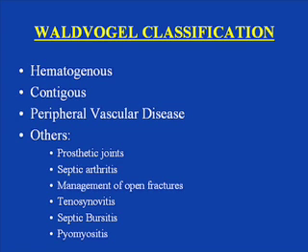So basically, when you talk about osteomyelitis, you haven't said anything yet. You have to say, okay, are we talking about hematogenous osteomyelitis? Are we talking about contiguous osteomyelitis? Are we talking about peripheral vascular disease? Or is it something associated with one of the specific problems, whether it may be prosthetic joints or septic arthritis, or the problem of open fractures, tenosynovitis, septic bursitis, or pyomyositis? And these are terms that you actually will use.